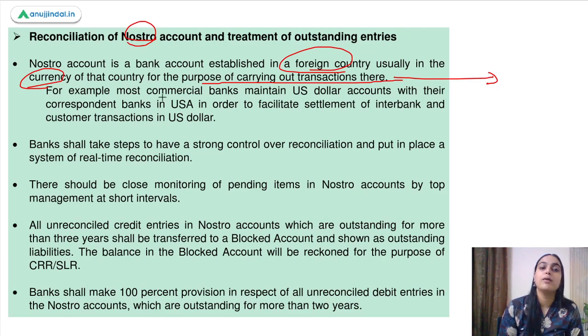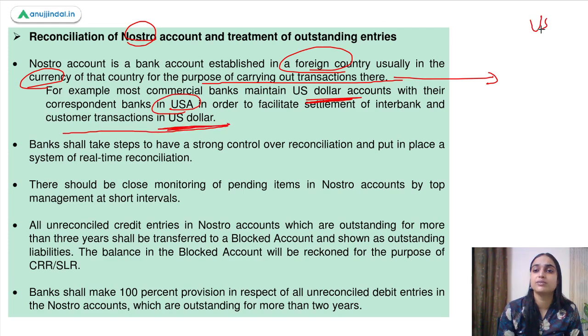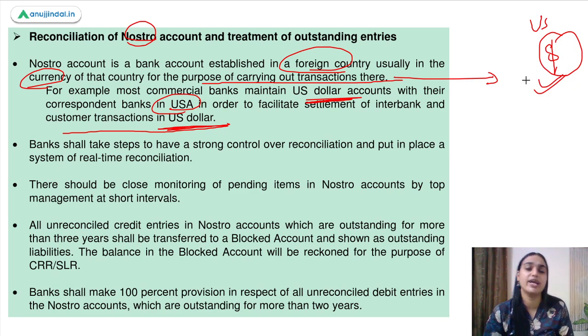For example, most commercial banks, what they do, they maintain US dollar accounts in the banks in US so that they can facilitate the settlement of interbank customer transactions in US dollar. So commercial banks zyadatar US mein वहाँ के banks के साथ dollar amount के terms में अपना account खोल लेते हैं ताकि जो भी dollar related customer transactions होनी है, settlement होना है, वो easily हो सके.